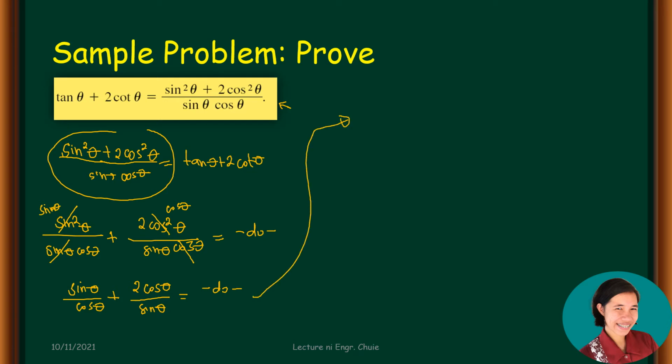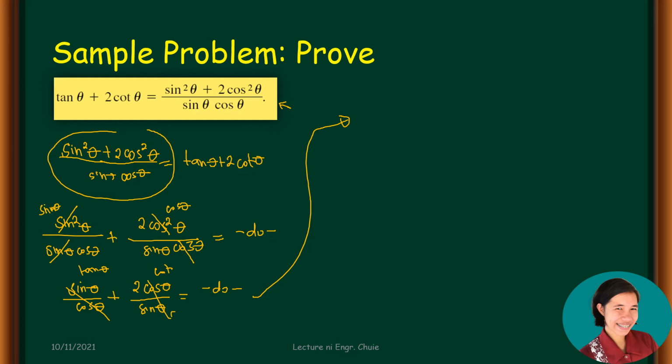Balik tayo. Let's continue. If you see this one, sine theta over cosine theta, pag binalik natin yung 8 trigonometric identities, di ba yung sine theta over cosine theta is equivalent kay tangent theta. So ito ay magiging tangent theta. And this one here, di ba, ito ay cosine theta over sine theta. Pag binalik natin yung 8 trigonometric identities, yung equivalent ng cosine theta over sine theta is cotangent. So, this is now cotangent.